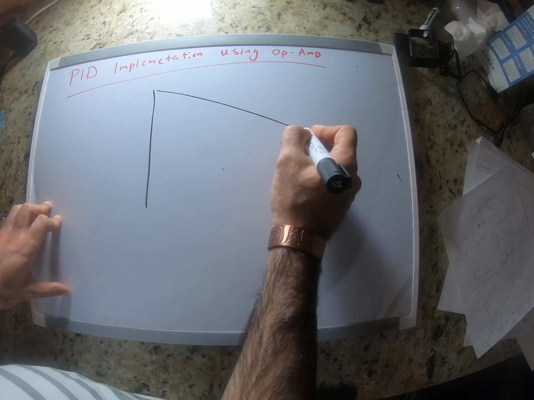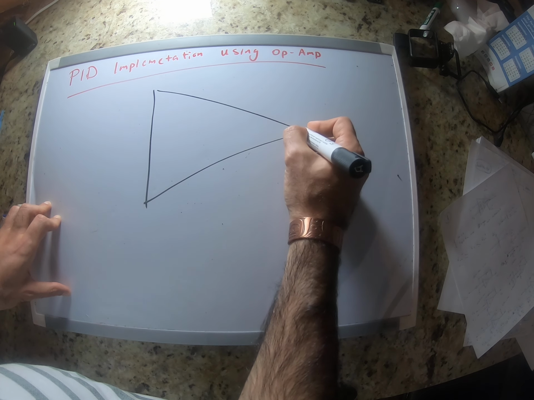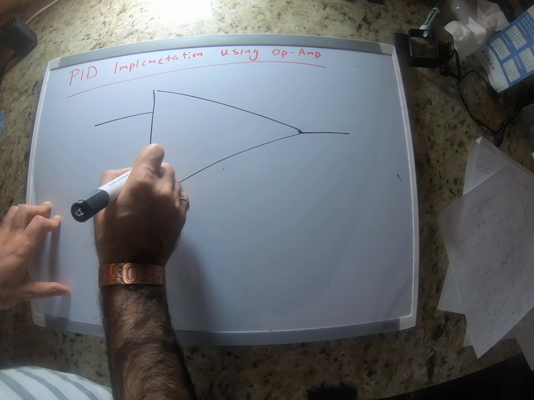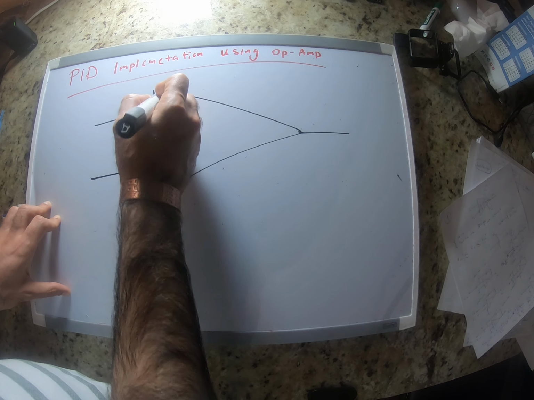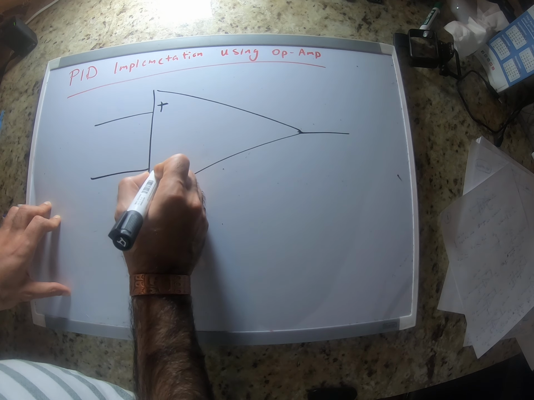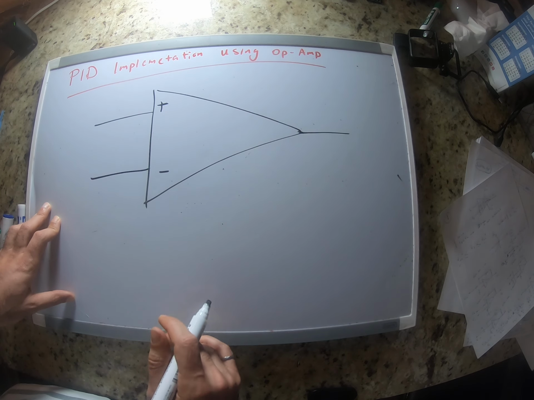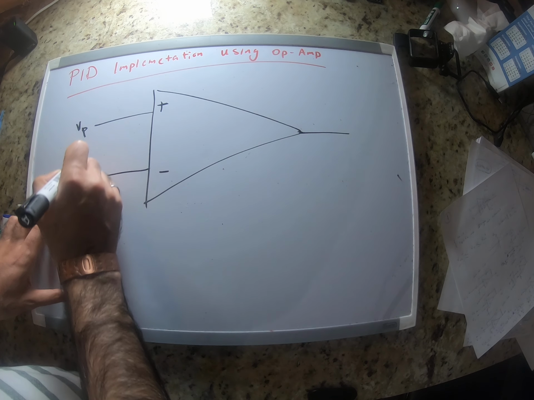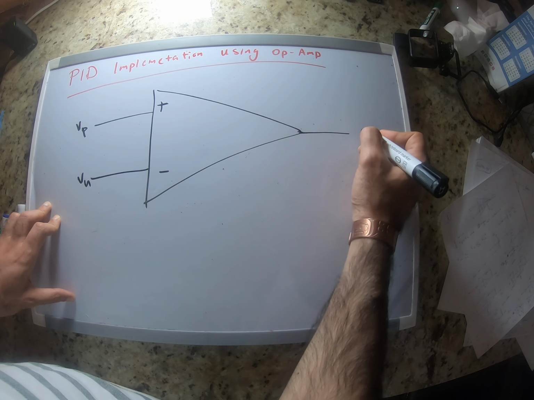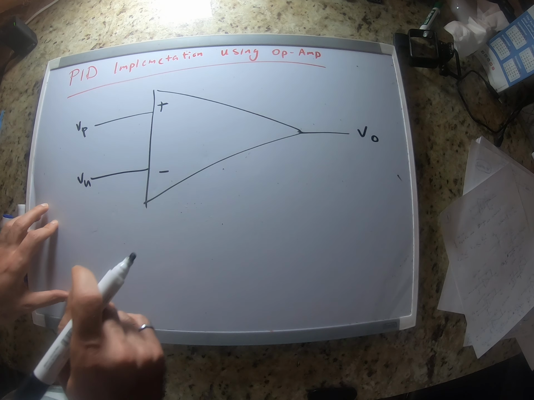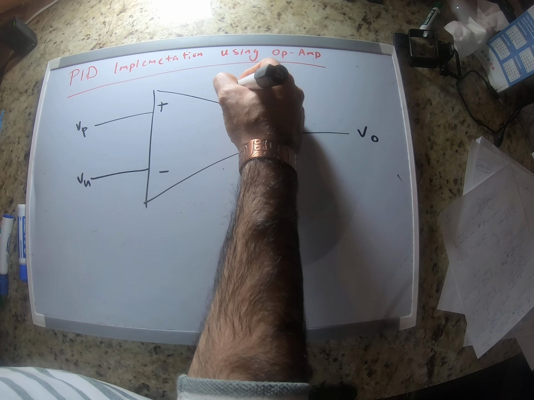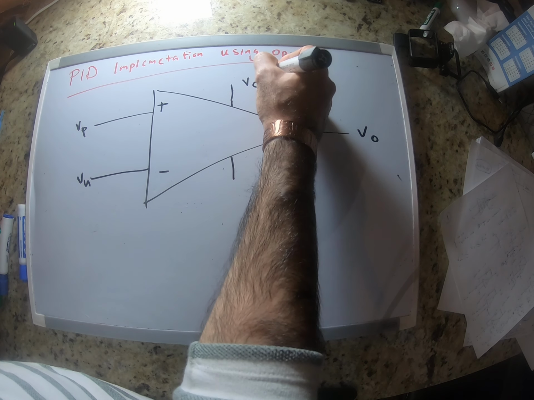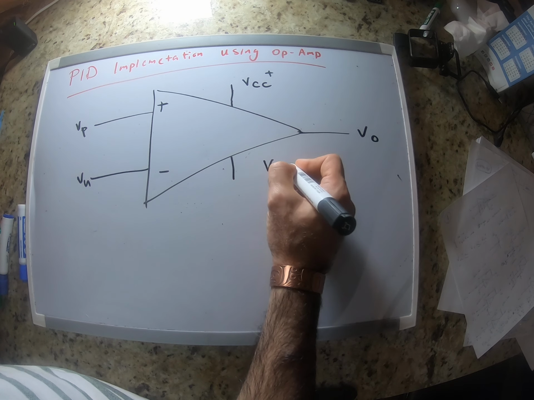op-amp. So as you know, op-amp has two input pins, non-inverting and inverting, and it has an output. Let's call this one VP and VN, and this one is VO, the output. It also has two power supply pins, VCC plus and VCC minus.